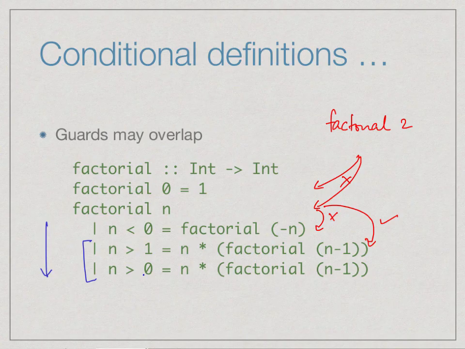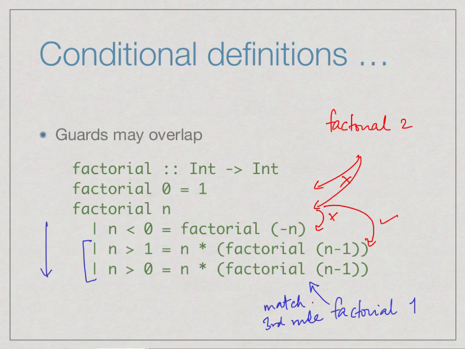So the only value that will reach the third rule is what? Right? You're right. The only value that will reach the third rule is factorial of 1. Because factorial of 1 will say it is not 0, so it will come here. It is not less than 0, so it will come here. It is not greater than 1, so it will come here. So finally, this will only match this rule. Right? So guards may overlap. There is no requirement that the guards must be exclusive, that exactly one of them is true, so you need not worry about that.